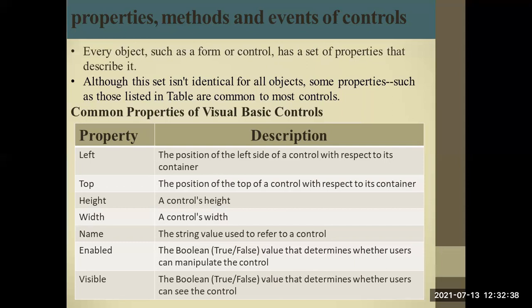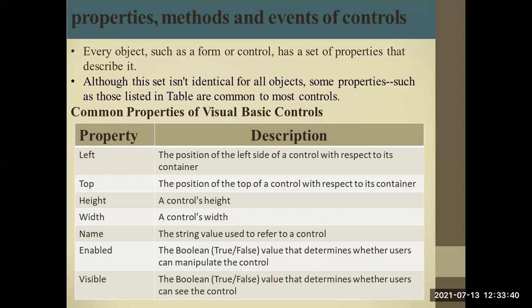Now here in this table you can see that I have listed some of the properties that are common to forms and controls. The descriptions are given here. As you can see, the first property is Left. The Left property describes the position of the left side of the control with respect to its container. Similarly, Top describes the position of the top of the control with respect to its container. Then, similarly, we have Height.